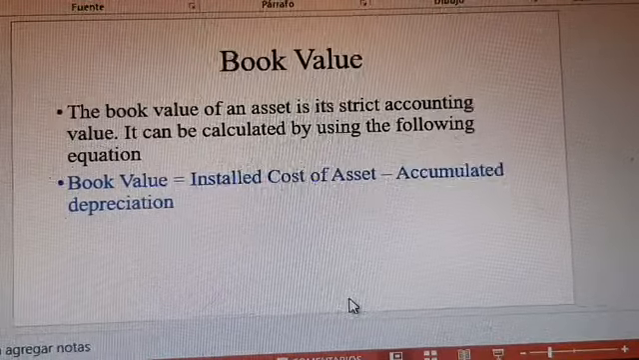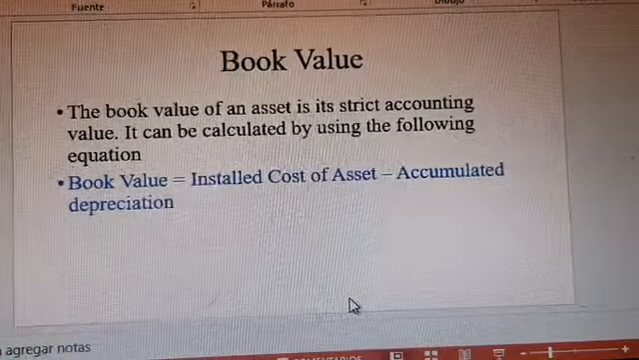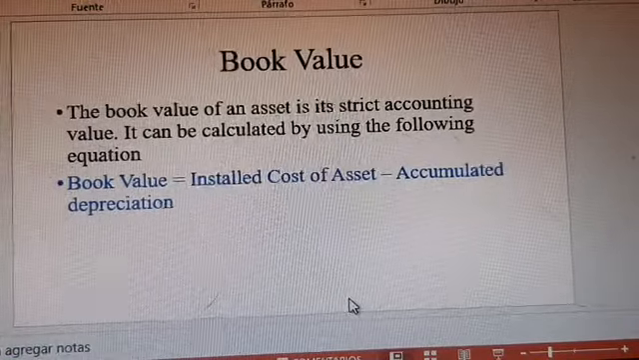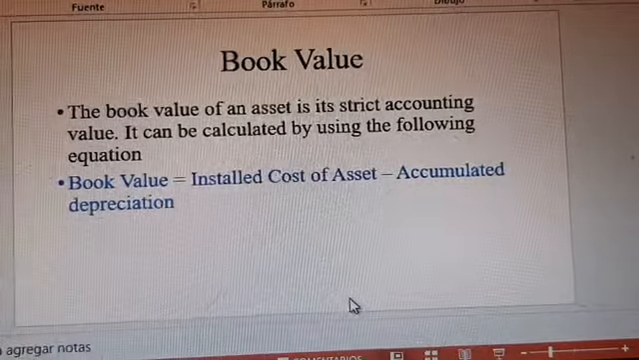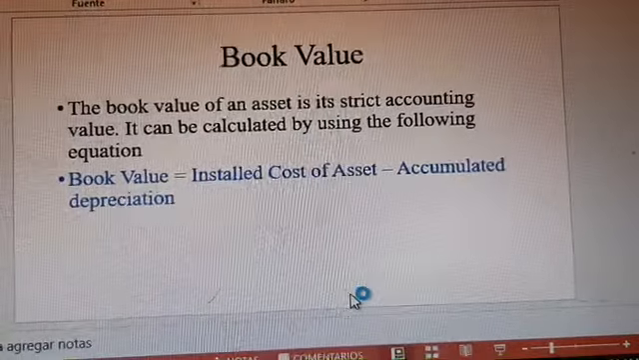Book value. The book value of an asset is its strict accounting value. It can be calculated by using the following equation. Book value equals installed cost of asset minus accumulated depreciation.